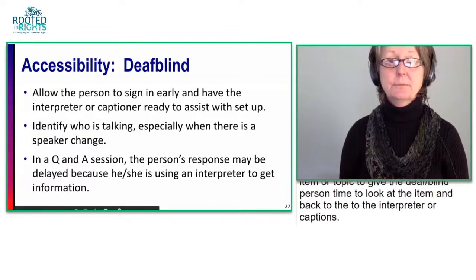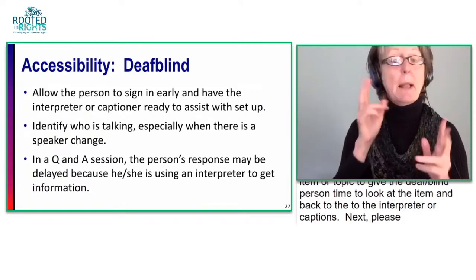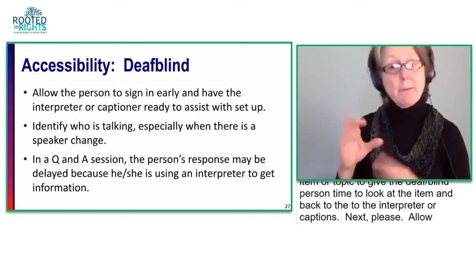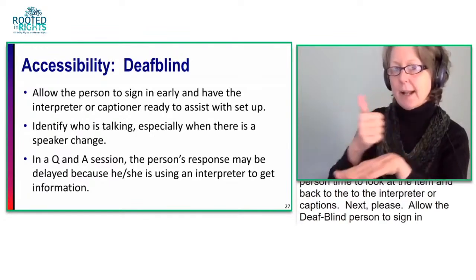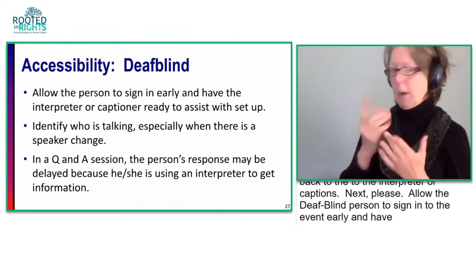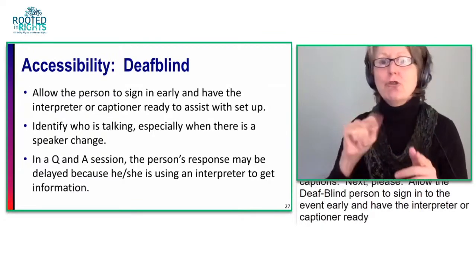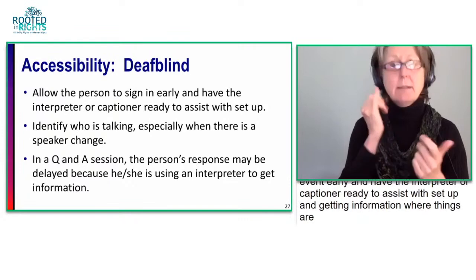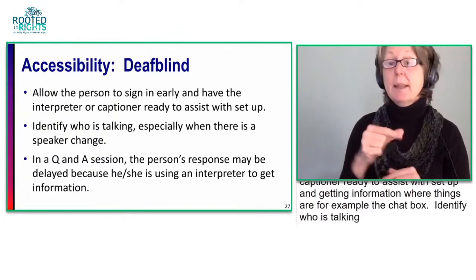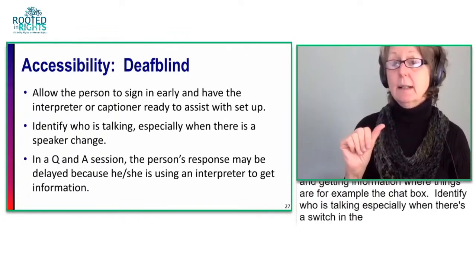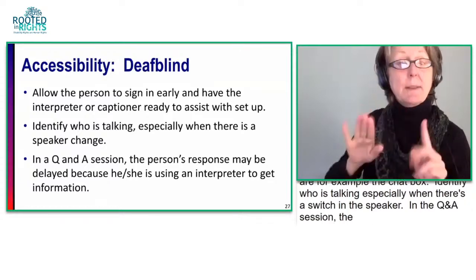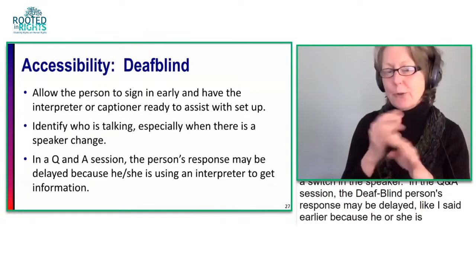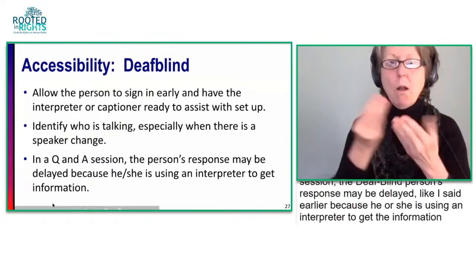Allow the deaf-blind person to sign into the event early and have the interpreter or captioner ready to assist with setup and getting information where things are, for example, like the chat box. Identify who is talking, especially when there's a switch in the speaker. In a question and answer session, the deaf-blind person's response may be delayed, like I said earlier, because he or she is using an interpreter to get the information. Next, please.